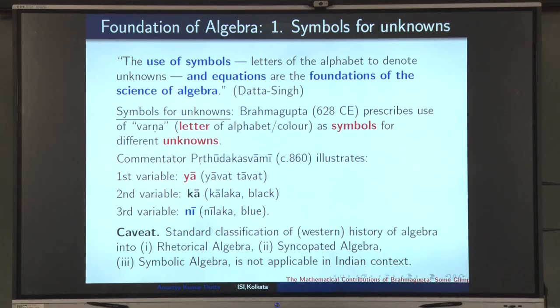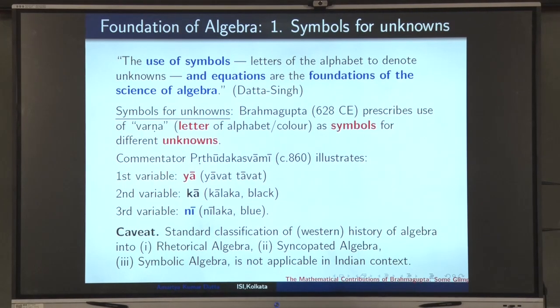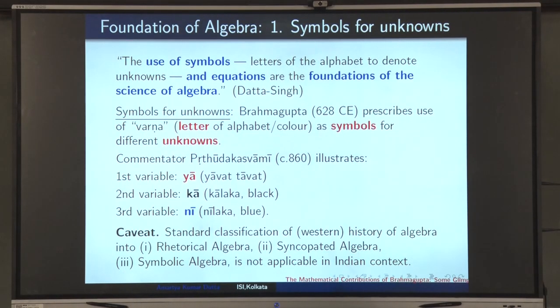Kalaka. So ka. Ka is another symbol. Nilaka. So ni. Similarly, you keep on going. Lohita, harita, etc., use the first letters. So you see, letters of the alphabet are used to denote unknowns, and what are the criteria? What you do is that you denote the unknowns by colors and use the first letter of that color.